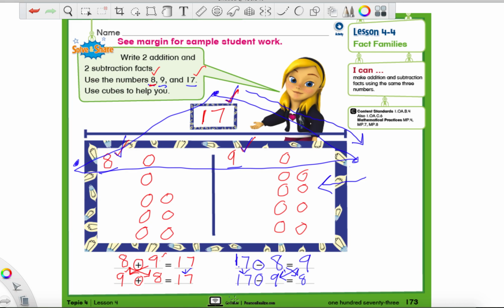We never move the total until we change our sign for the math problem. That's the only time we change where the big number goes. But as for the parts, they switch houses all the time. Okay, so let's go ahead and do a couple practice problems. Let's go over to page 174 and make sure that we really understand what a fact family is and how we can build them.